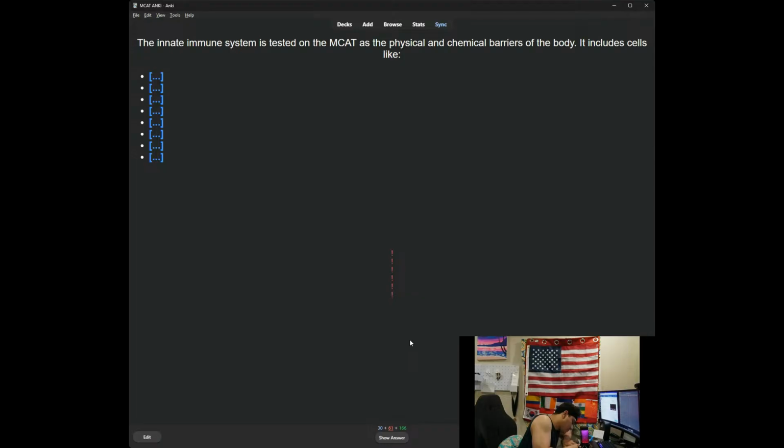Macrophages, dendritic cells, natural killer cells, monocytes, mast cells, and then neutrophils, basophils, eosinophils. Granulocytes.